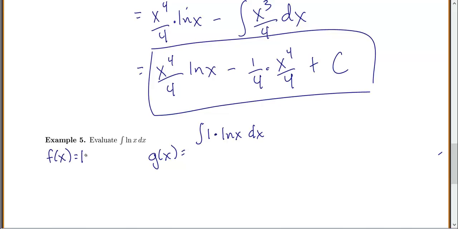So we're actually going to set this up in an interesting way. We're going to make f of x natural log of x because, again, I still don't know how to take the integral. And I'm going to make g of x 1 because I do know how to take the integral of 1. And f prime of x is going to be 1 over x. And capital G of x is going to be the integral of 1, which is x.